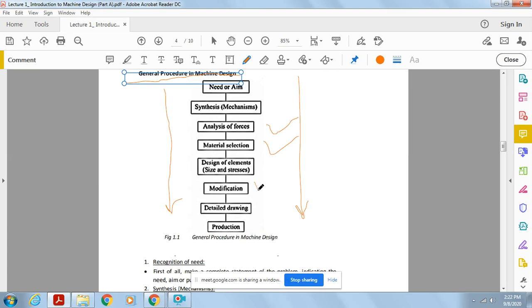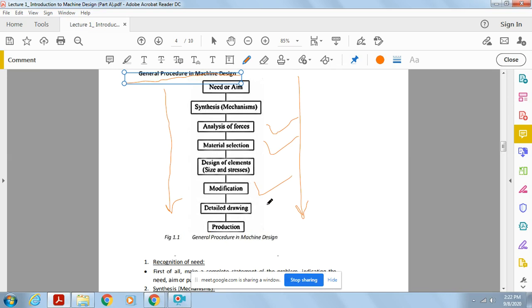Next comes modification. Modification means, suppose you as a designer have developed one design, but when your design is approved by the higher authority or the client, obviously there will be some corrections. As per those comments, you have to incorporate them and modify your designs accordingly. Next comes the detailed drawing.